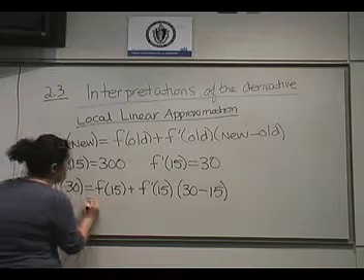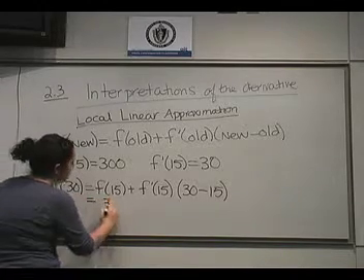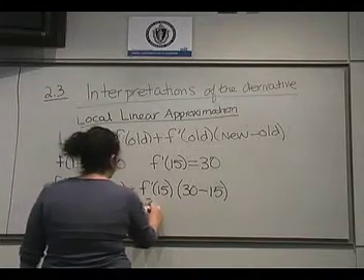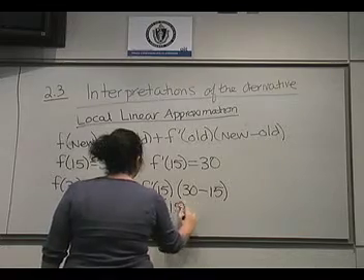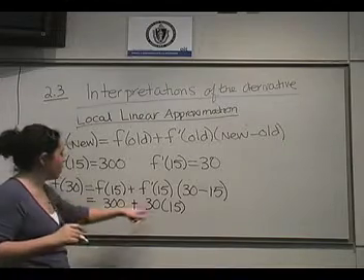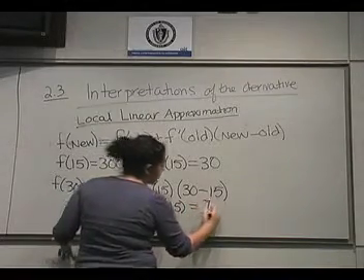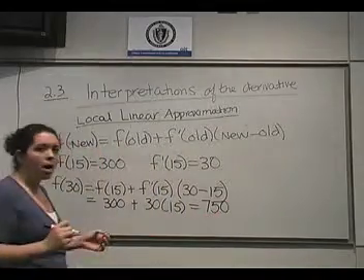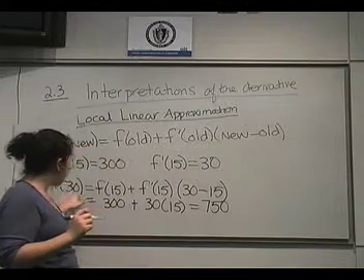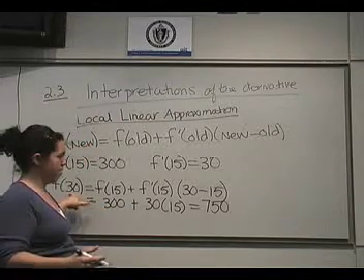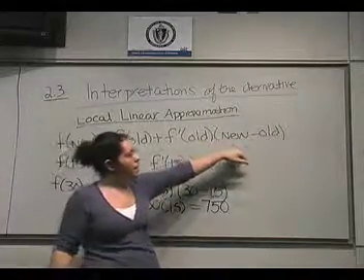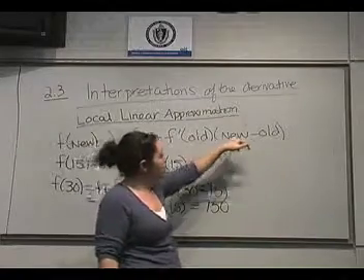So when we plug in the corresponding numbers, f of 15 was 300. F prime of 15 is 30. 30 minus 15 is 15. So 300 plus 30 times 15 equals 750. So that is my best guess, based on the information I have, about the y value when x is 30. So that's how I plug things in. Now I need to point out that it's very important at the end of this equation that you do new minus old.